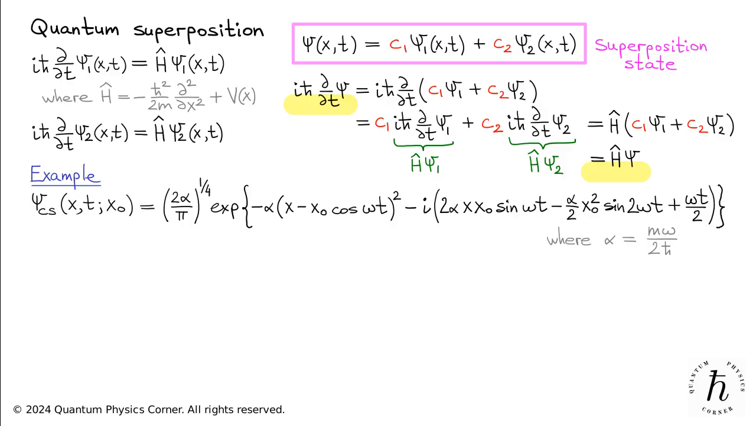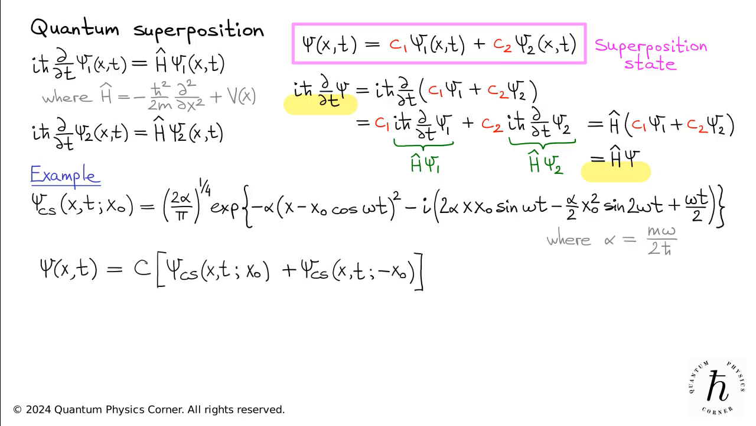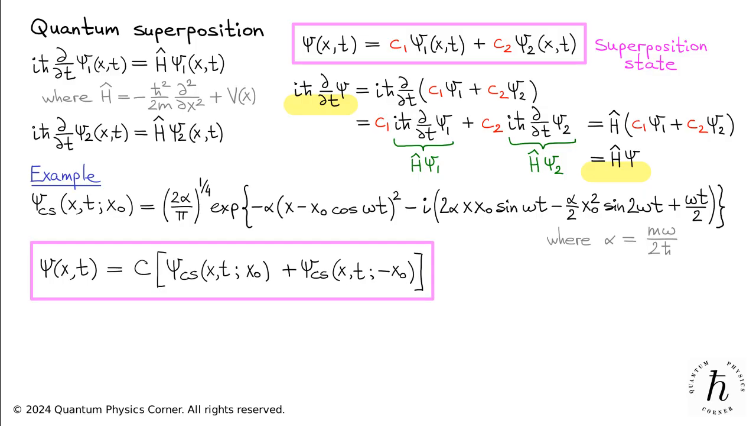Now, let's consider a state psi that is a superposition of two distinct coherent states. The first coherent state represents the particle initially released from the point x sub 0, while the second coherent state corresponds to the particle starting from the point minus x sub 0. The two coherent states enter the superposition with the same weight, denoted as c, which plays the role of the normalization constant. Finding the exact value of c is left as an exercise, with a detailed solution provided.